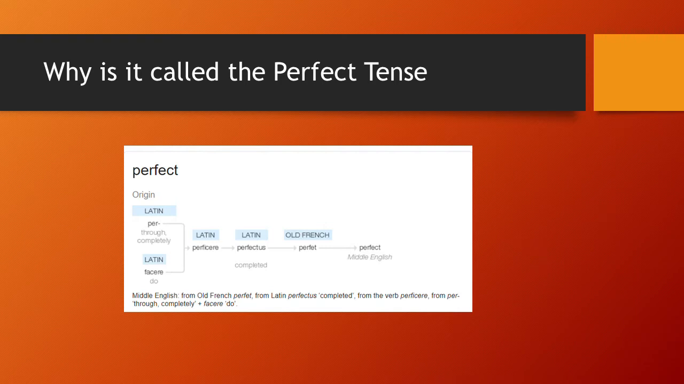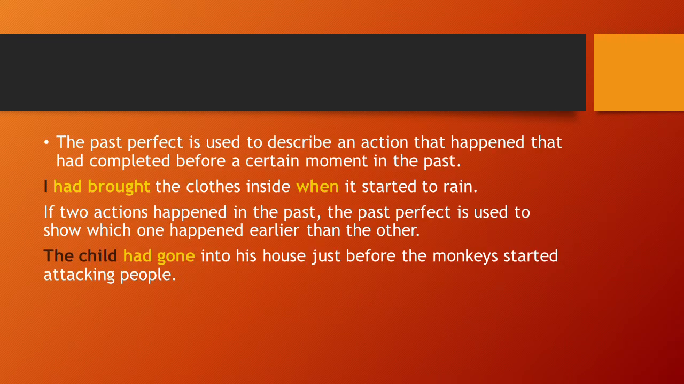The past perfect is used to describe an action that happened or had completed before a certain moment in the past. So these two things: that particular moment in the past is what we are looking at, and even before that, an event had completed.